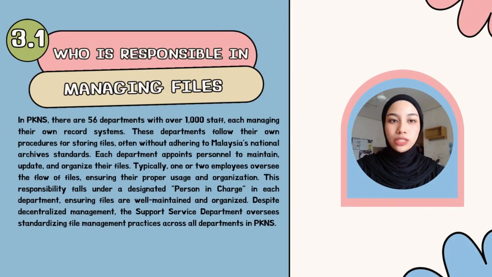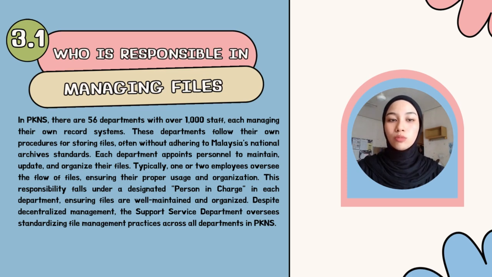Next is who is responsible for managing files. Mr. Adam Haikal from the PKNS Support Service Department explained that PKNS has 56 departments with over 1,000 staff. Each department manages its own records using unique procedures without following the National Archives standard. One or two employees in each department, known as the person in charge, are responsible for managing the inbound and outbound flow of files and maintaining the filing system.